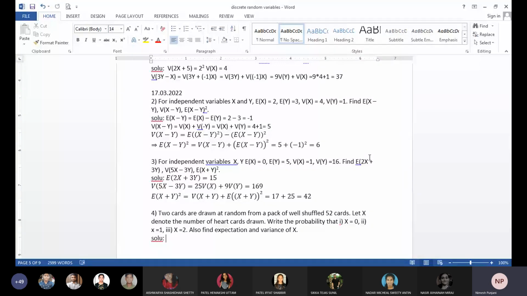So first, what we will have to do is find out our n of s. So what does x represent? X represents the number of heart cards drawn. So what would be the possible values that x can take? The possible values are 0, 1 or 2. You can have 0 heart, you can have 1 heart, you can have 2 hearts.